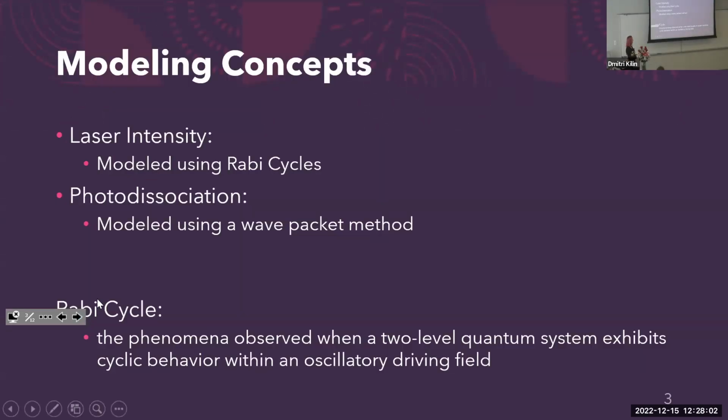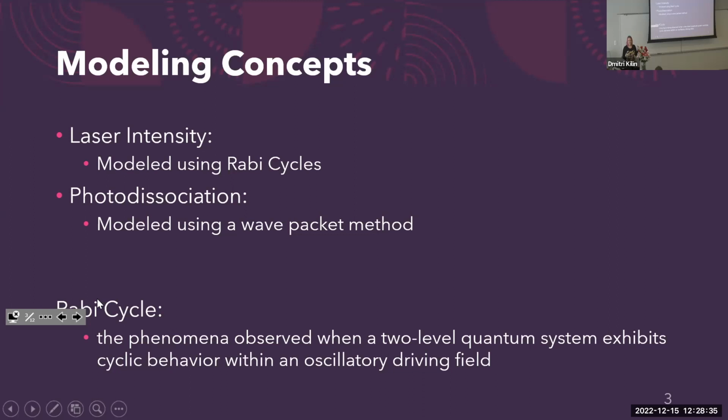Okay. So to get into the methods that I used, we had two concepts that were modeled. So we start off with the laser intensity, which we used Rabi cycles. And so a Rabi cycle is the phenomena that is observed when you have a two-level quantum system and it has cyclic behavior in an oscillatory driving field.